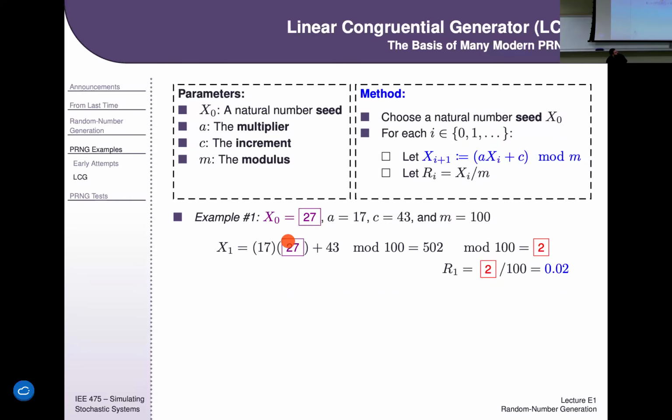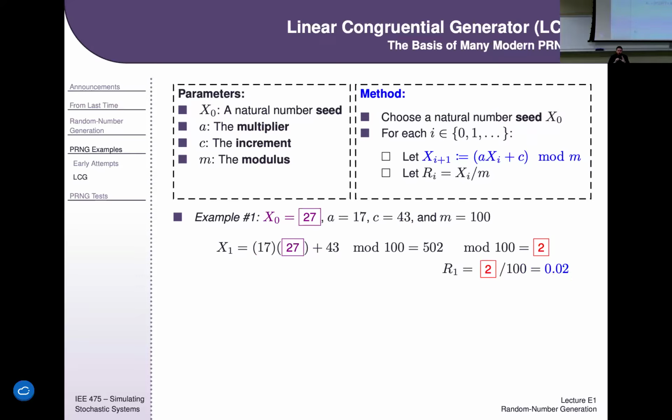So here's an example of that. This is just like the example you're going to do on the first part of the homework that's due this weekend. I give you a seed, the multiplier, the increment, and the modulus. You plug the seed in: the seed times the multiplier plus the increment, that whole thing, mod 100. So it's 502 mod 100. The remainder is 2. 2 divided by 100 is 0.02. So that's applying the method. My first random number is 0.02.